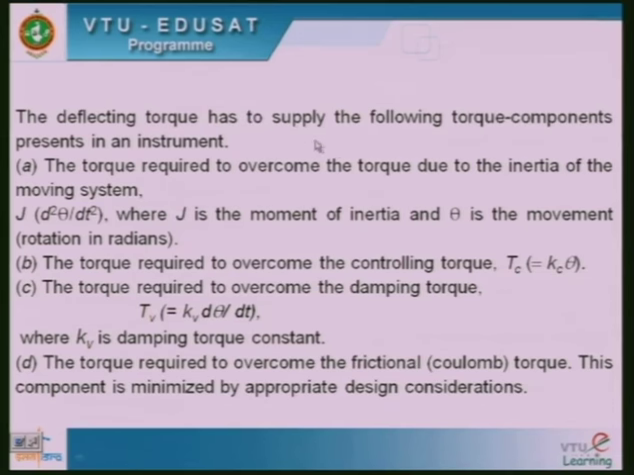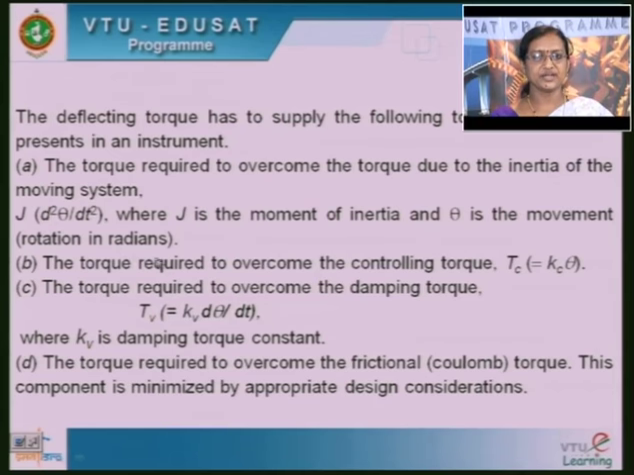The deflecting torque has to supply the following torque components present in an instrument. It has to overcome the torque due to the inertia of the moving system. We have seen this inertia component in the DC motor. J is the moment of inertia, and theta is the rotation in radians. So the total torque due to inertia is J d square theta by dt square, and the deflecting torque has to overcome this torque due to inertia.